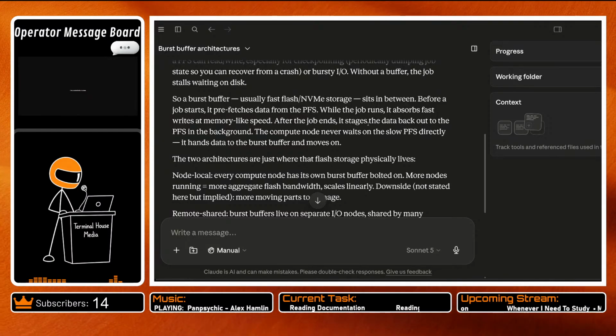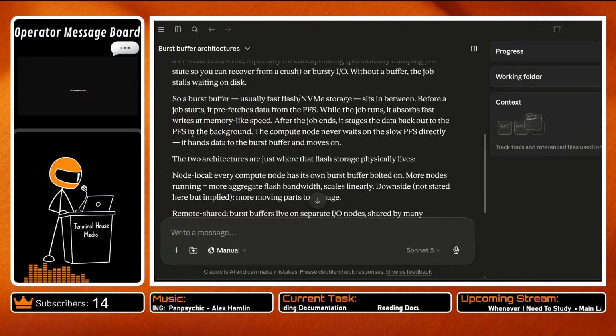After the job ends, it stages the data back out to the parallel file system in the background. The compute node never waits on the slow parallel file system directly. It hands data to the burst buffer and moves on.